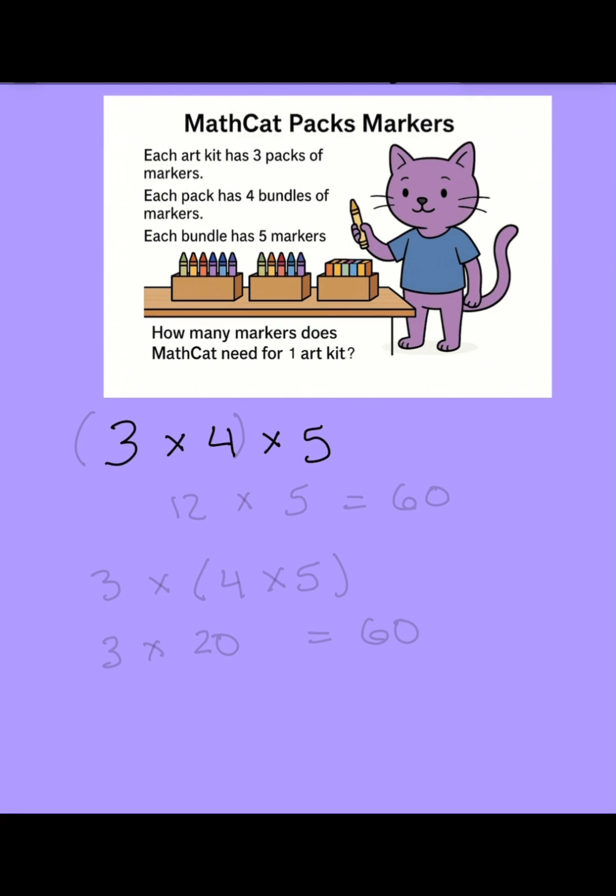By the associative property of multiplication, we can group the numbers this way, and we get 12 times 5 equals 60. Or we can group the 4 and the 5 and multiply those first, and we get 3 times 20, which is also 60. So by the associative property of multiplication, it doesn't matter what order we do the multiplication or how we group the numbers together in multiplication.